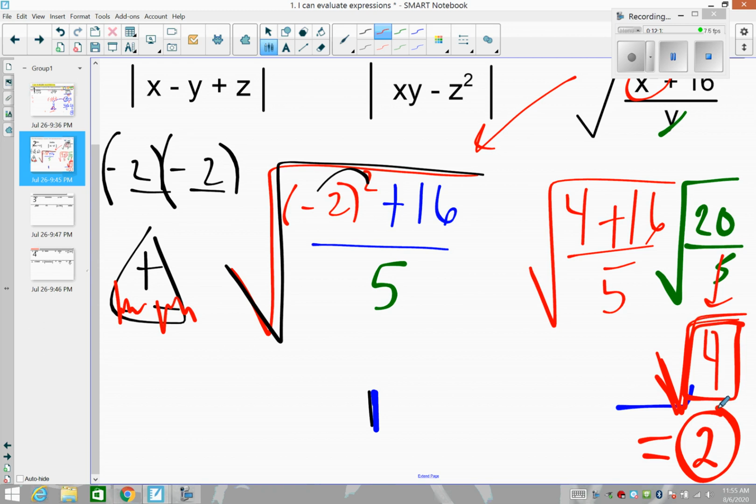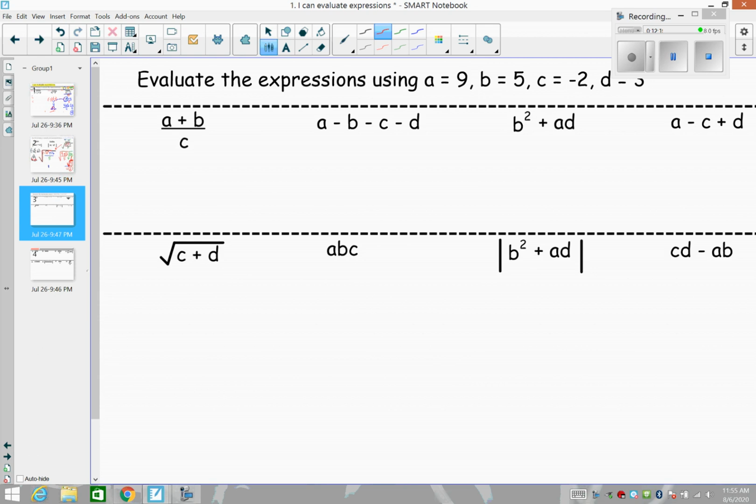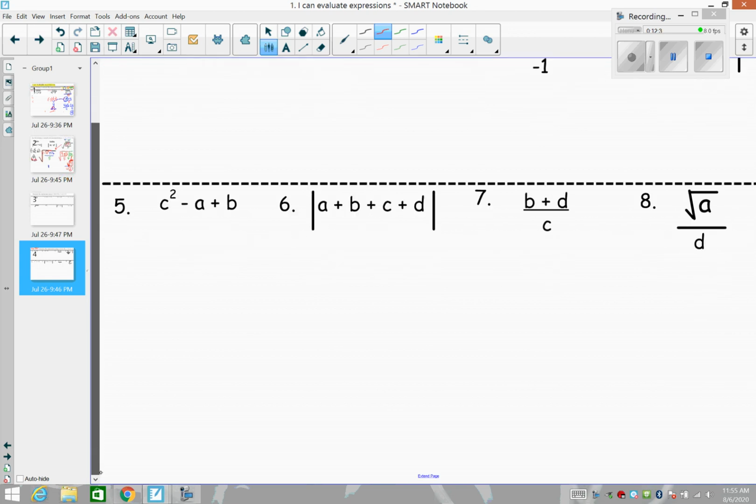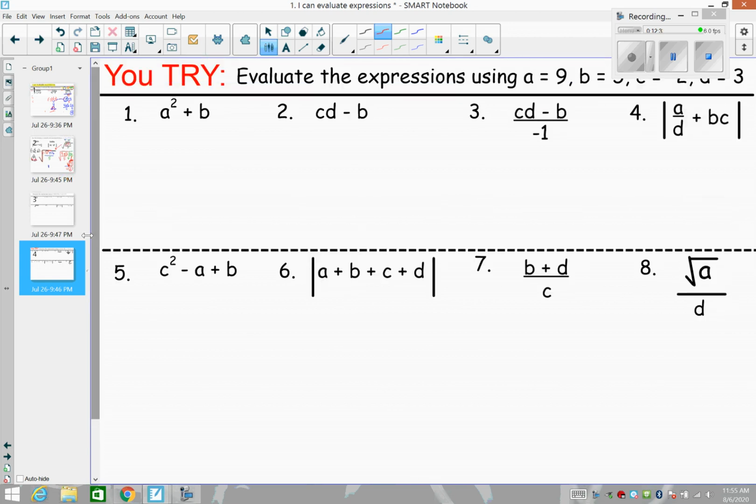So that's evaluating expressions. So I'm going to take a look at the other 2 slides that I have here. We're already at the 12-minute mark. So I'm going to see what things I maybe want to eliminate. So I think I'm going to skip that page, and we're going to go to the you try section. Let's try 5, 6, 7, and 8. So I want you to try all 4 of those.